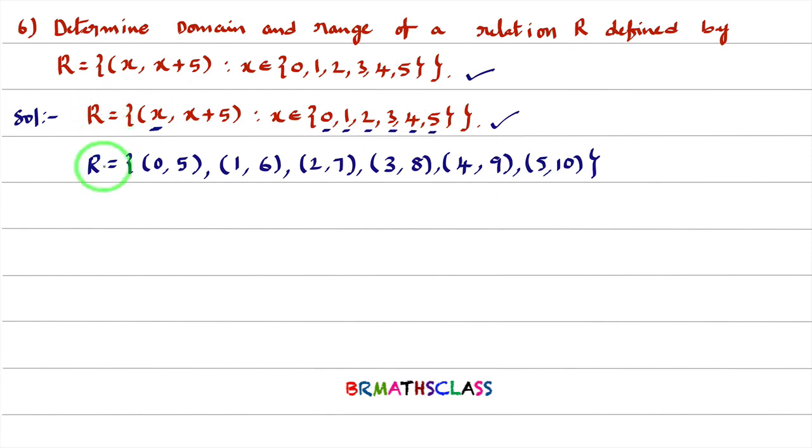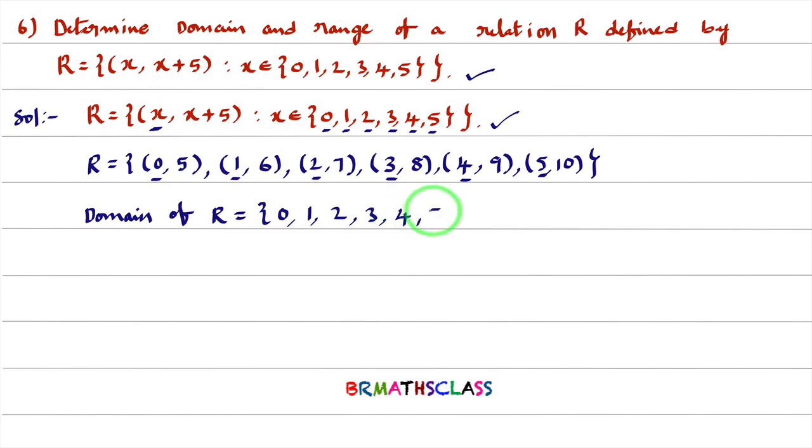Once we have written the relation in roster form, it is very easy to write the domain and range of that relation. Domain of a relation: what is the definition? The set of all first elements of ordered pairs. You observe, this is the first element of an ordered pair. These are all first elements of ordered pairs. The set of all first elements of ordered pairs in the relation is called the domain of the relation. So 0, 1, 2, 3, 4, 5 are all the first elements of ordered pairs in this relation. So the domain of this relation is this one.